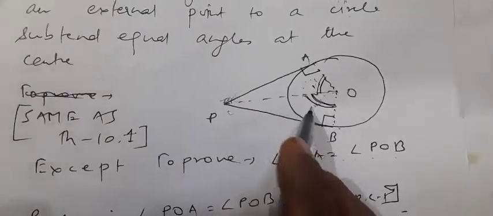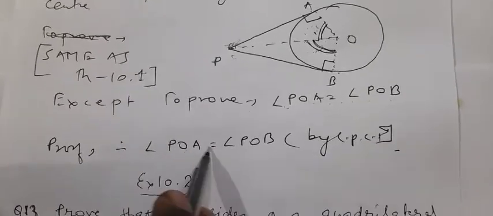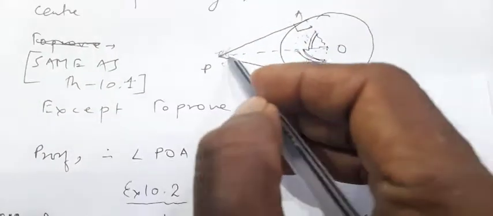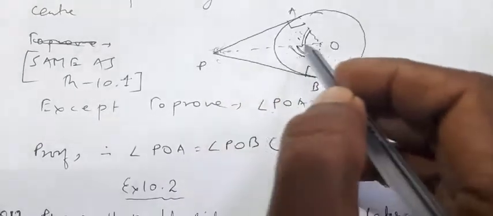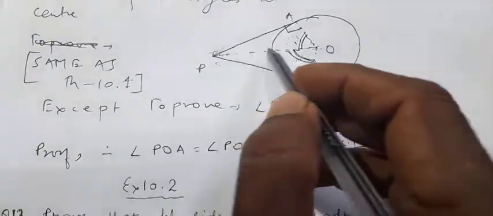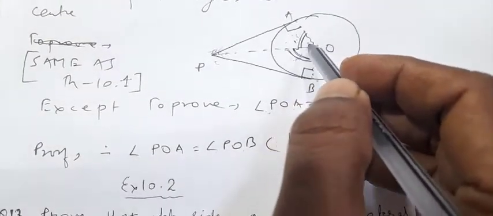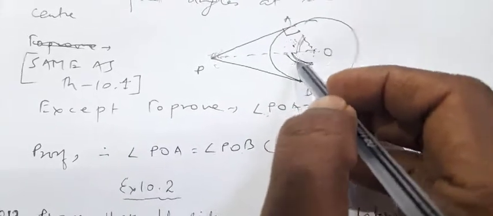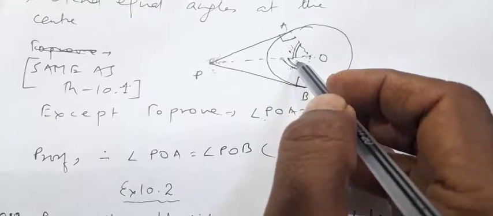Here we will write 'to prove'. And at the last, when we prove that the triangles are congruent, then we will write that angle POA is equal to angle POB by CPCT. When we prove that these two triangles are congruent using the same RHS property of congruency, then at last we can say that these two angles are equal to each other.